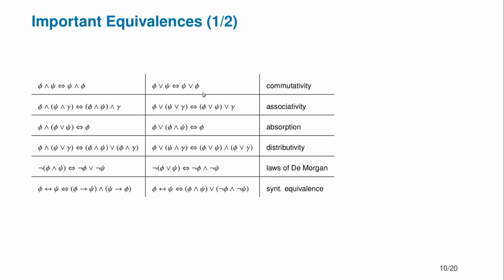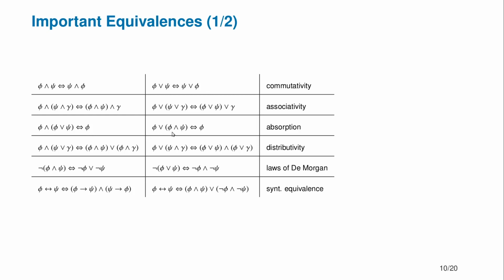Then we have associativity: phi and psi and gamma is the same as phi and psi and gamma with different parentheses. So we may change the position of the parentheses. It doesn't matter how we put parentheses. Same is for the disjunction. Then we have absorption. If we have phi and phi or psi, then this is the same as phi.